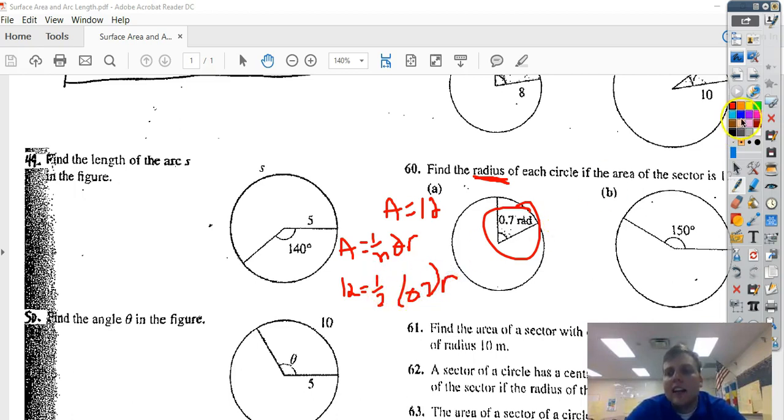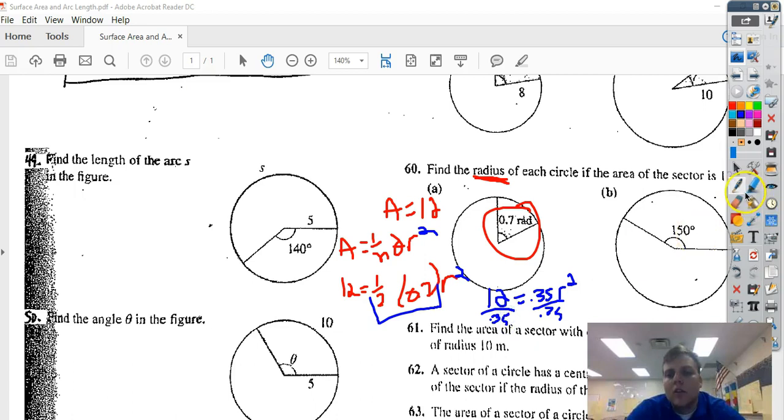So again, just like I did earlier, I'm going to multiply 1/2 and 0.7 together. And that's going to give me 0.35. So then I just need to divide both sides. It shouldn't be r, it should be r squared. And then I'm going to divide both sides by 0.35.